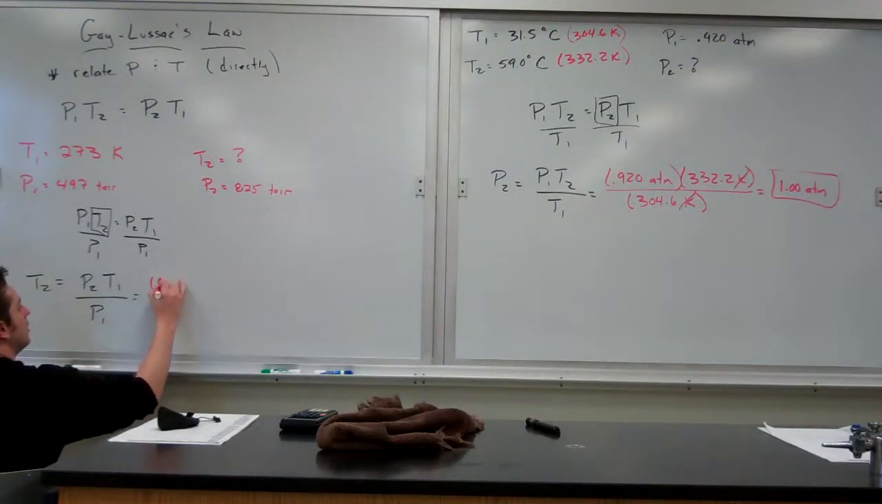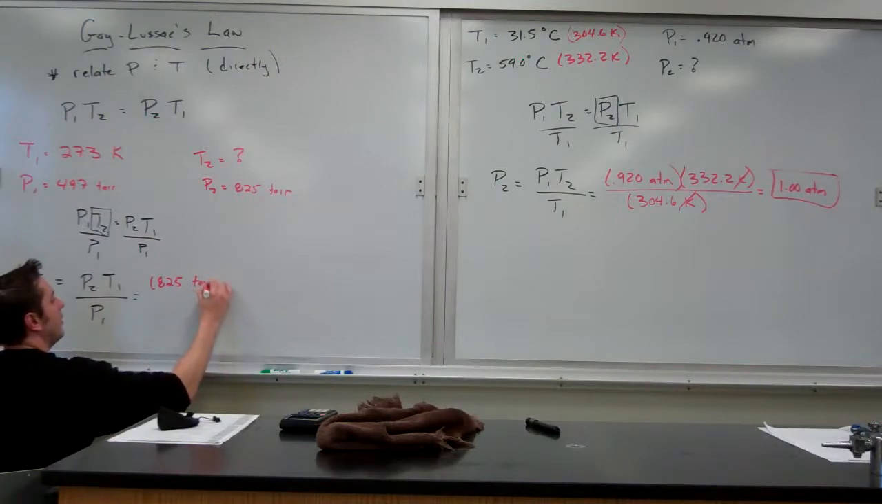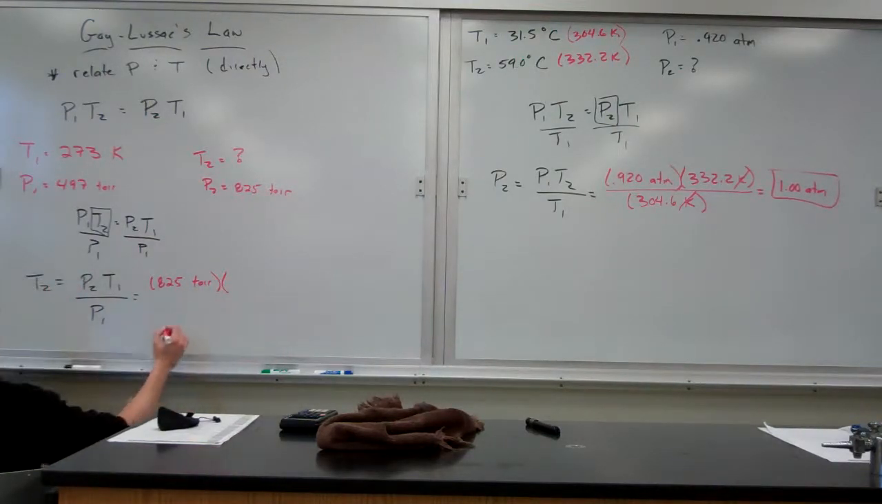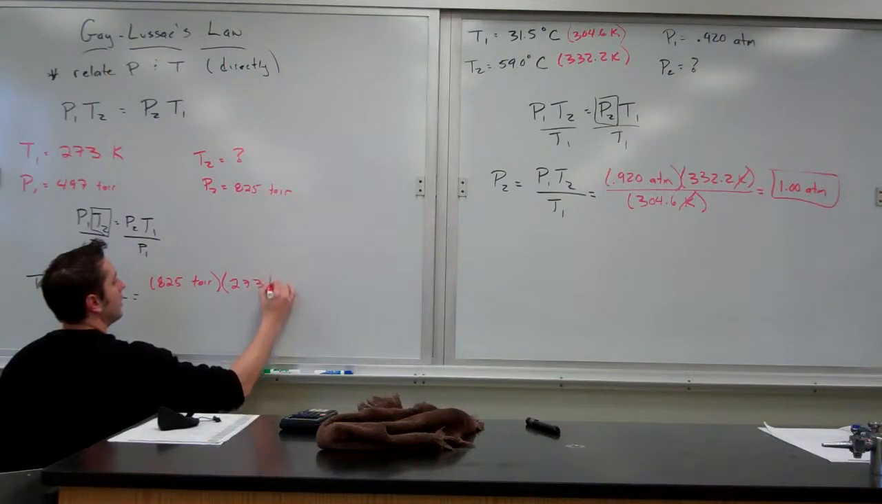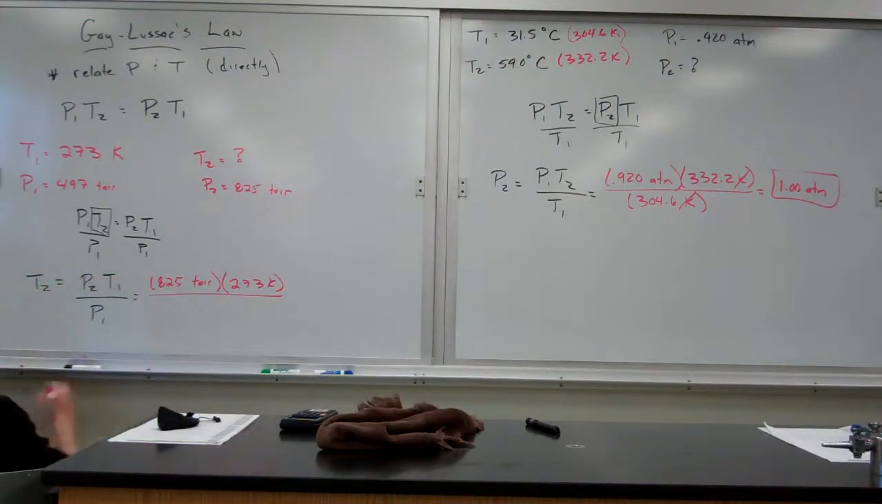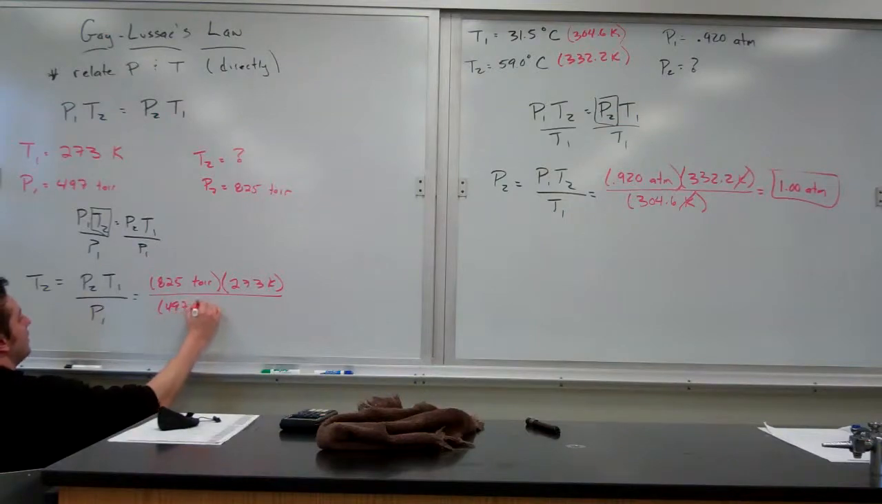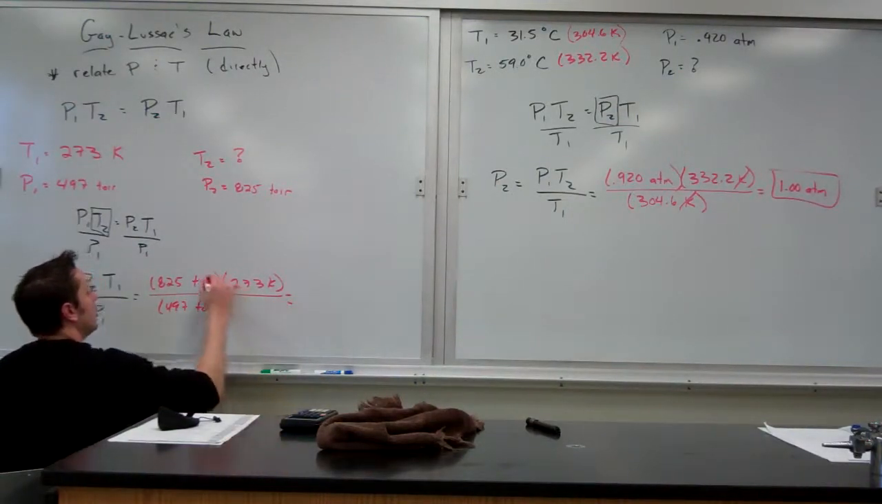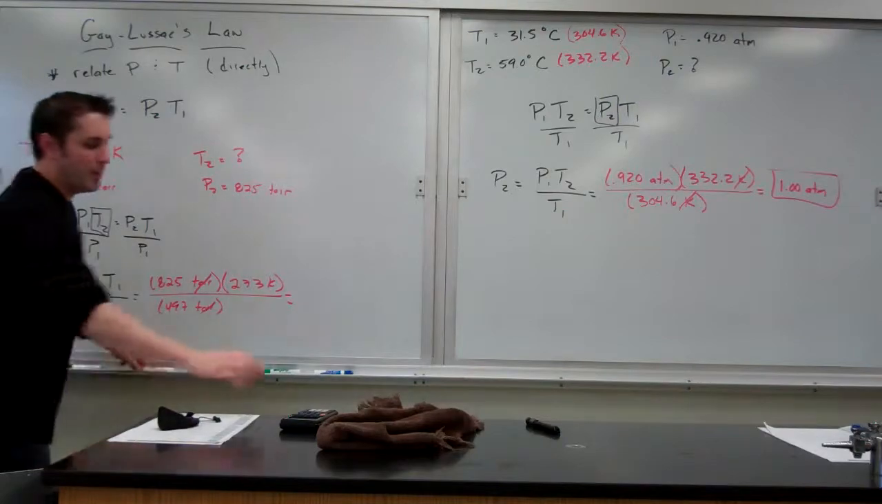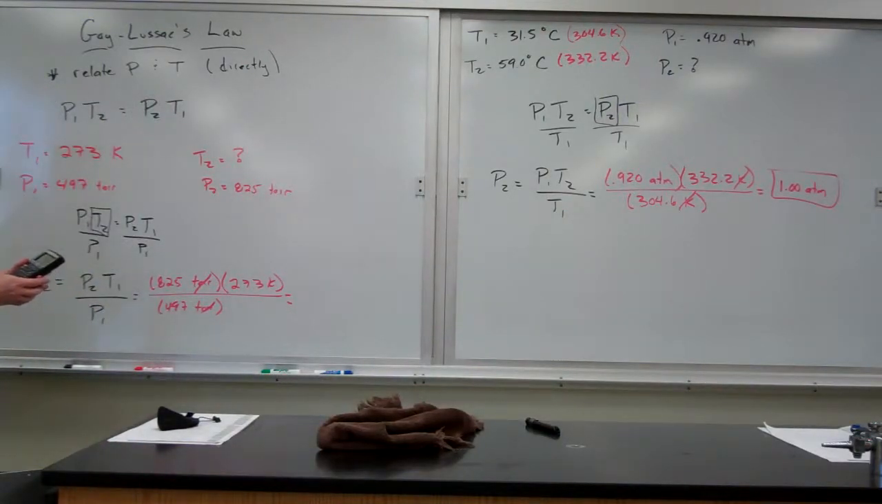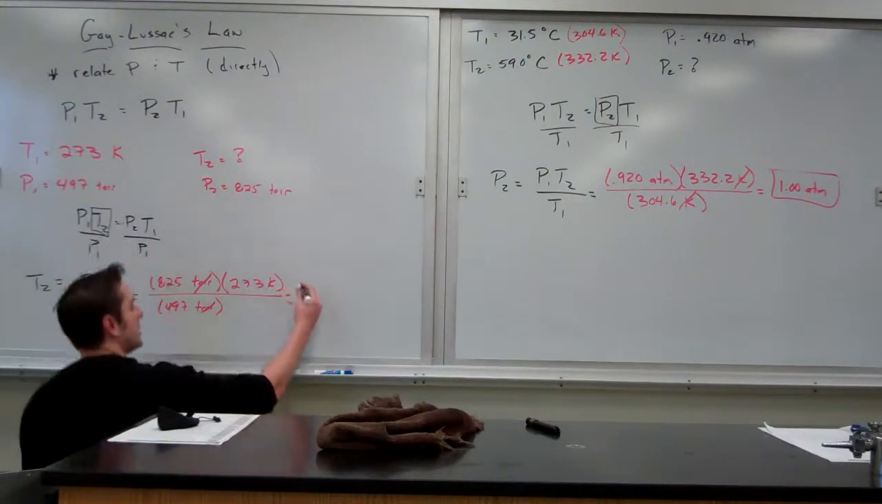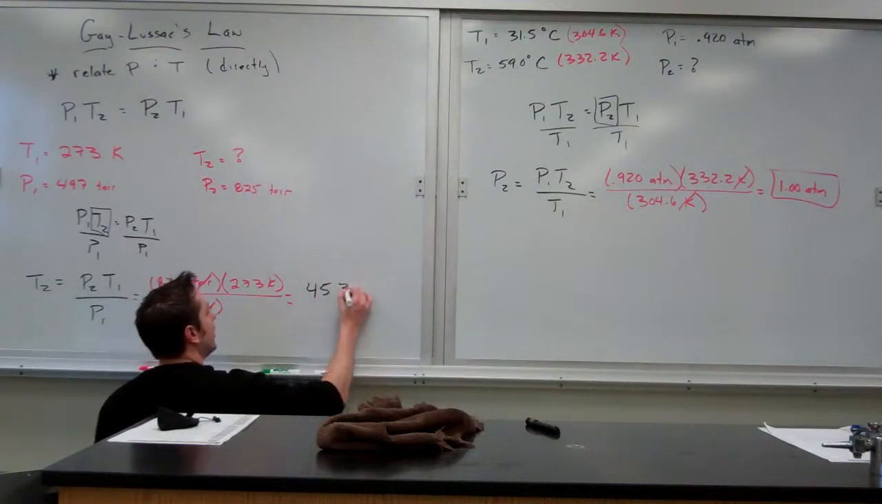P2, 825 torr, T1, 273 K, P1, 497 torr. Torr will cancel. My temperature will be in Kelvin. 825 times 273 divided by 497. Looks like 453.16. I only get 3 sig figs, so we will say 453 K.